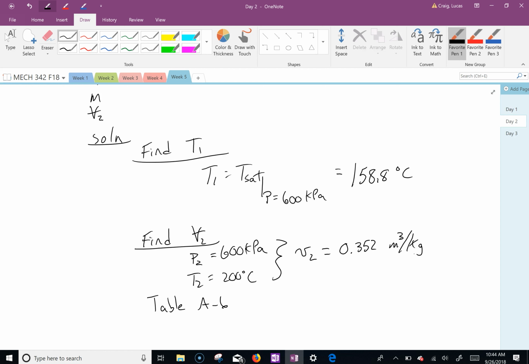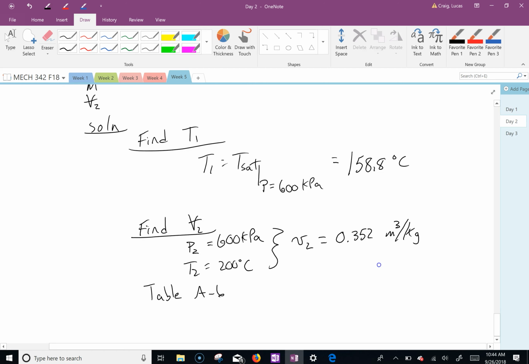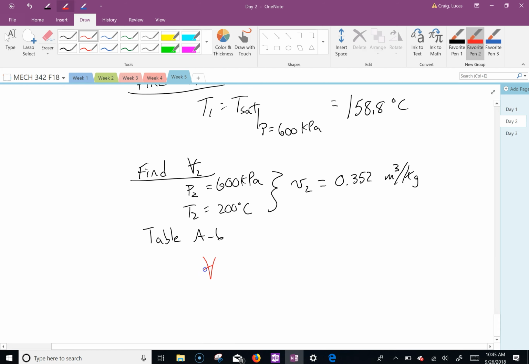And then how do we find big volume? You need mass, okay? So big V2 equals mass times little v2. And now we need to find the mass. So we'll get back to the equation in red later. What I wanted to show you is if you know two things at any state, you can find anything you want. Okay?